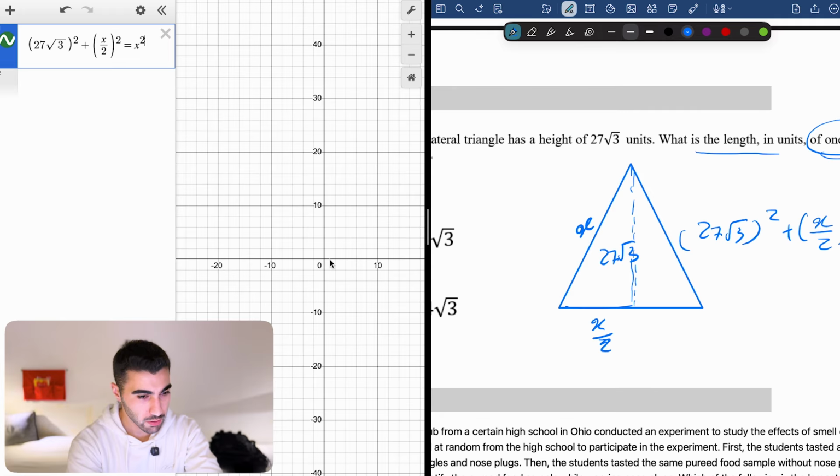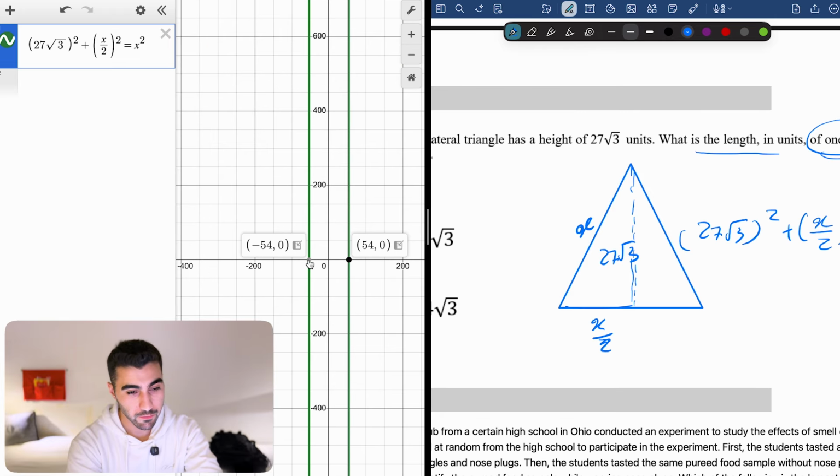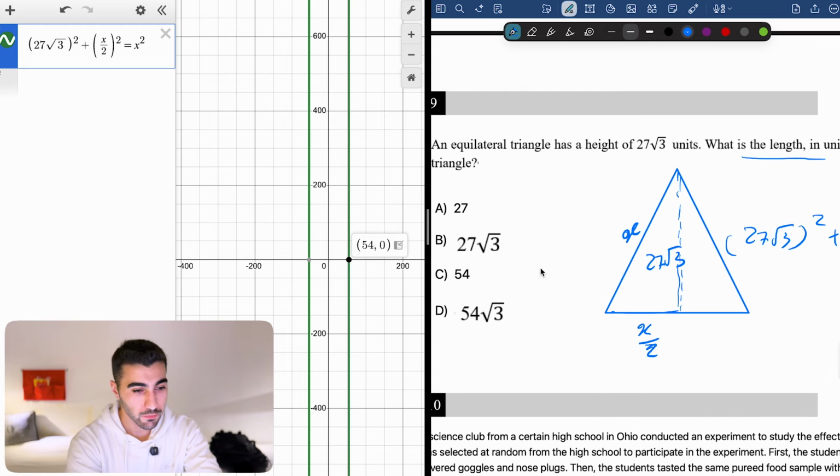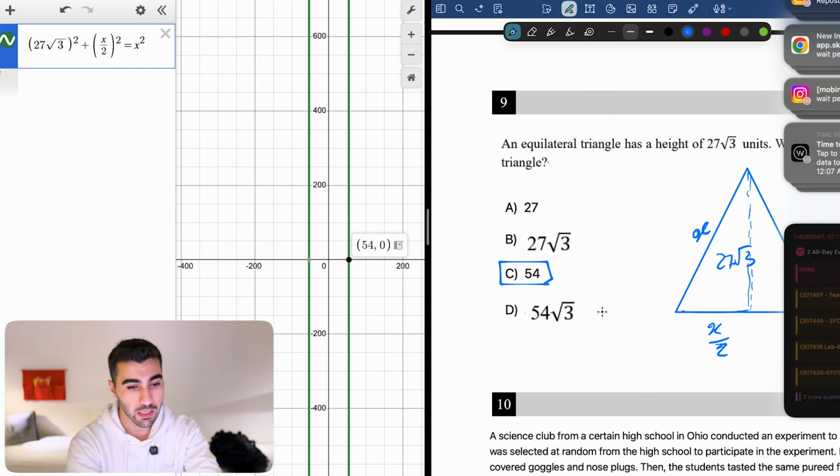All right, so I plug that into Desmos and we zoom out. We have 54 and negative 54. X can't be negative 54 of course because it's the length of the side. So 54 is going to be the answer. That is choice C. The value of x is 54.